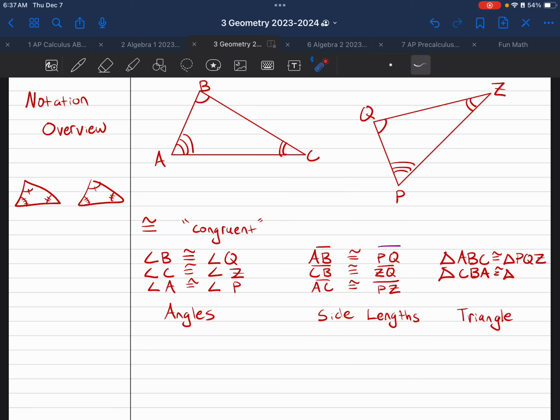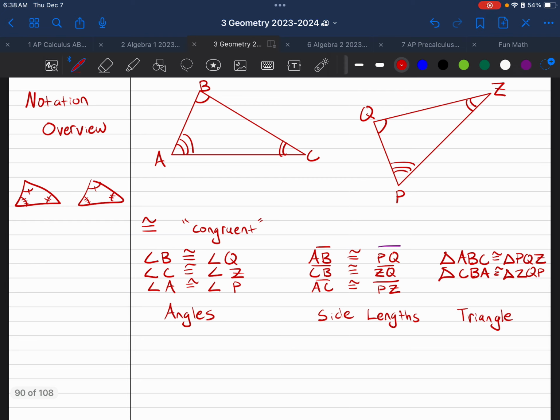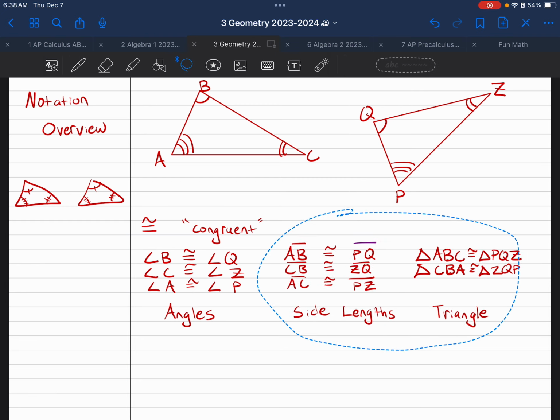Now that you've unpaused, it went from 2 to 1 to 3 to get CBA, so it should go 2 to 1 to 3, so it should be ZQP. ZQP. All right, that's the correct answer, and that will be cut off the page when I print out these notes. So let me move all of these over here.